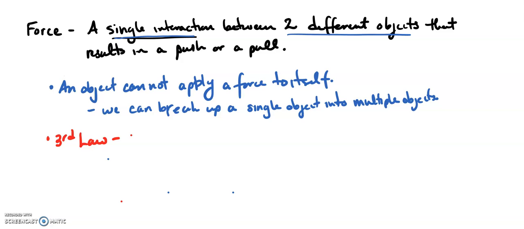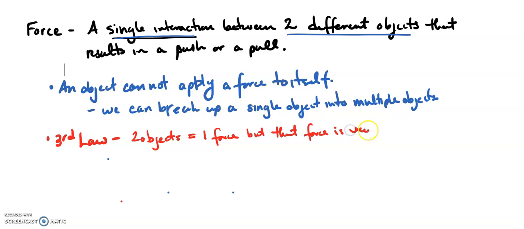Newton's third law is really talking about the fact that when two objects interact, you only get one force. So two objects equals one force, but that force is viewed from two different points of view.